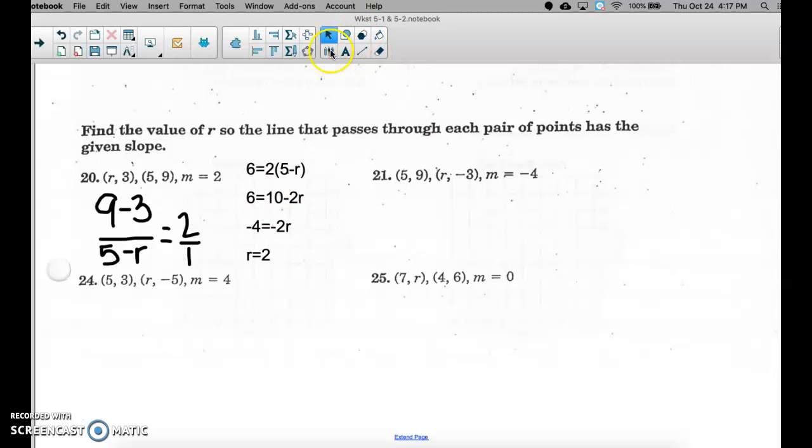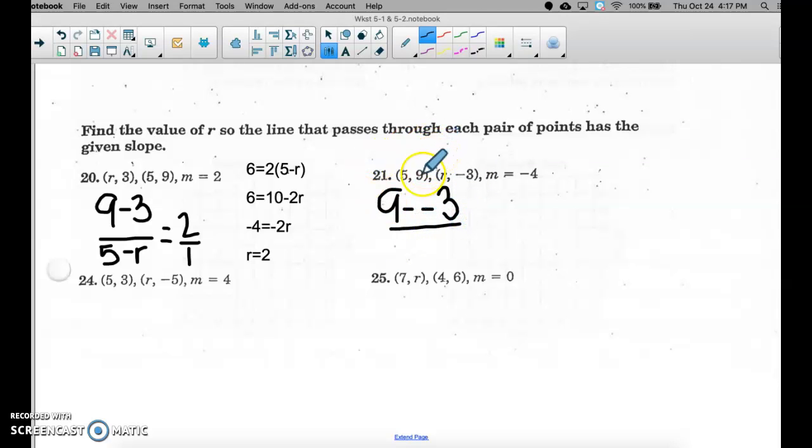So for this next problem, we're going to do the exact same thing. It's just this idea of continuing this process of the y1. Notice it doesn't matter which point I do first as long as I match my y's with my y's. 9 minus negative 3. 2 negatives go positive, so don't let that trip you up. Make sure you get both of them in there. 9 minus negative 3, 5 minus r. And it won't always be 5 minus r, we just happen to have two problems that went that way. And it equals negative 4.